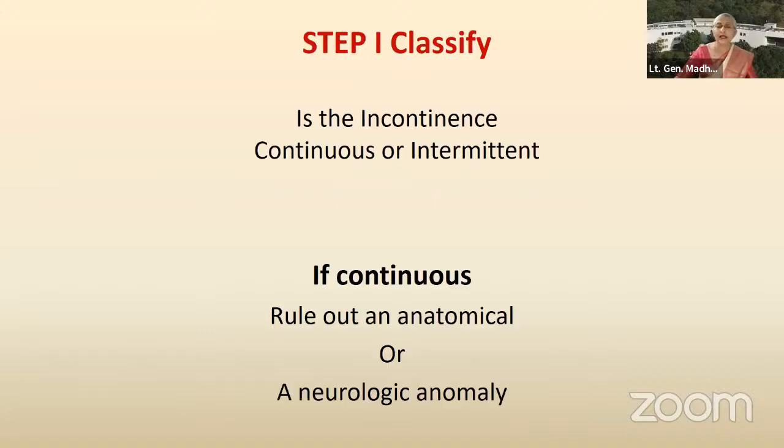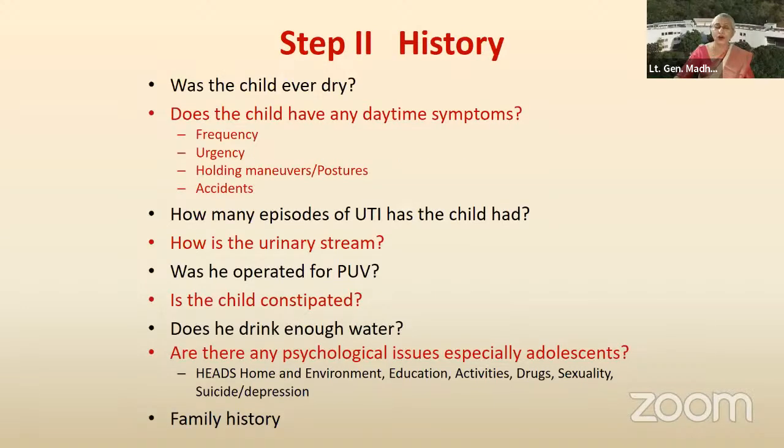So once we have this situation like I described, how do we start evaluating? First step, like I said, we'll find out whether the incontinence is continuous or intermittent. And this particular talk will be restricted to the intermittent, because continuous is anatomical or neurologic and would be handled in a different way. A good history: whether the child was ever dry, does he have any daytime symptoms like we described, how many episodes of urinary tract infection, what is the stream like, any past surgery for valves, and constipation, a very important history.